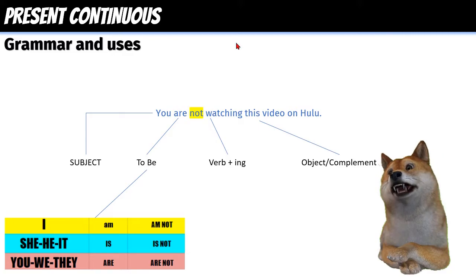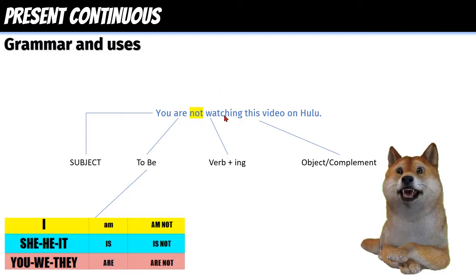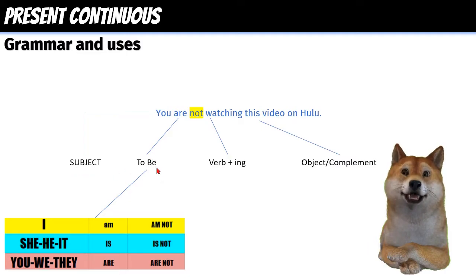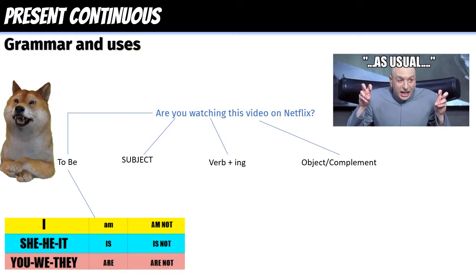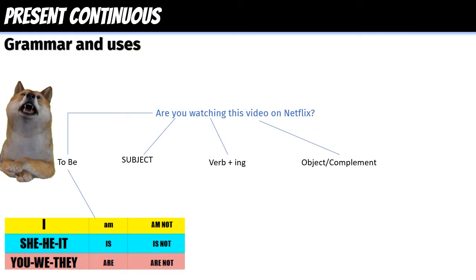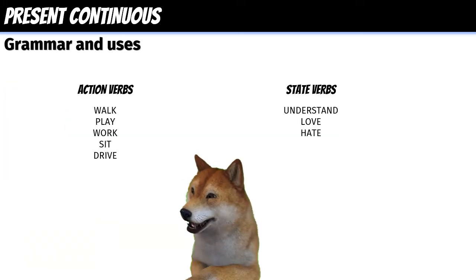For negative sentences, for example here, you are not watching this video on Hulu. We basically have the same parts, subject, to be, but next to it we place not, okay? Then the verb with ing, and then the complement. And finally, as usual in English, yes/no questions, we start with the auxiliary or the main verb, in this case, the verb to be. So we have to be, subject, verb with ing, never forget this, and the object or complement. So, are you watching this video on Netflix? Are you really?